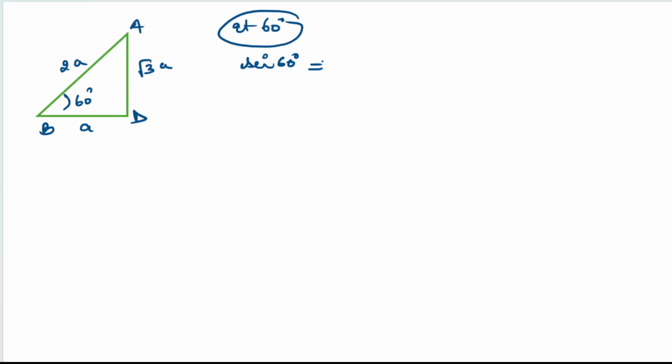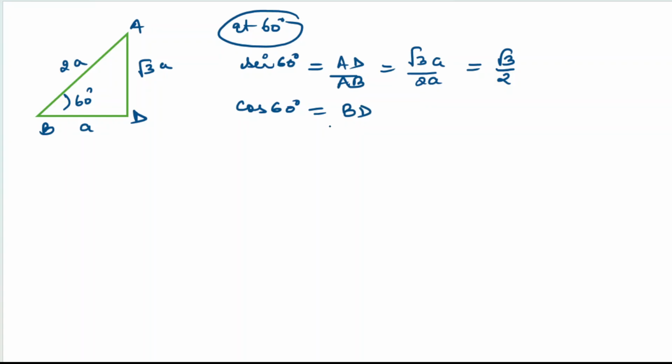So what is sine 60 degree? It is AD divided by AB. So you will get root 3a divided by 2a, which is equal to root 3 by 2. What is cos 60 degree? It is BD divided by AB, which is equal to a divided by 2a. You will get the value 1 by 2.